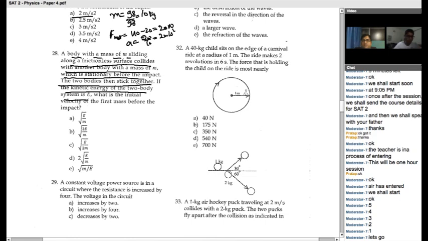See, when they move together, let's say initially m is moving with the velocity of v. So as per the law of conservation of momentum, when they both move together, it is 2m into v dash, which is equal to v by 2. Any doubt?